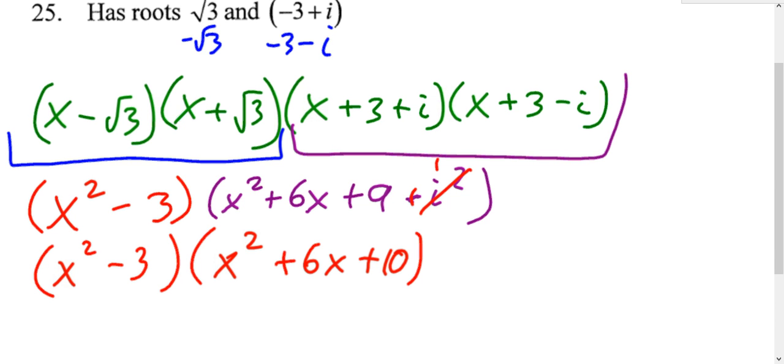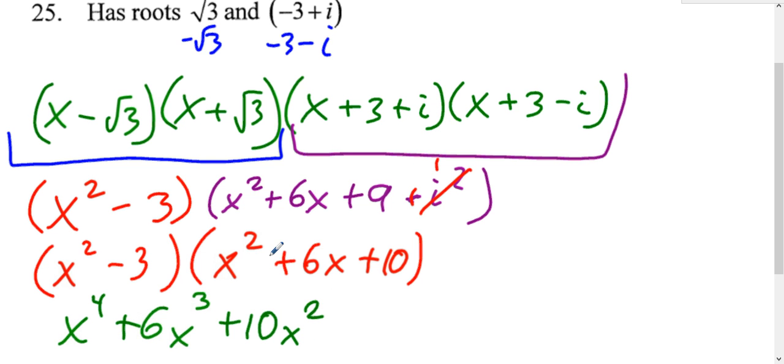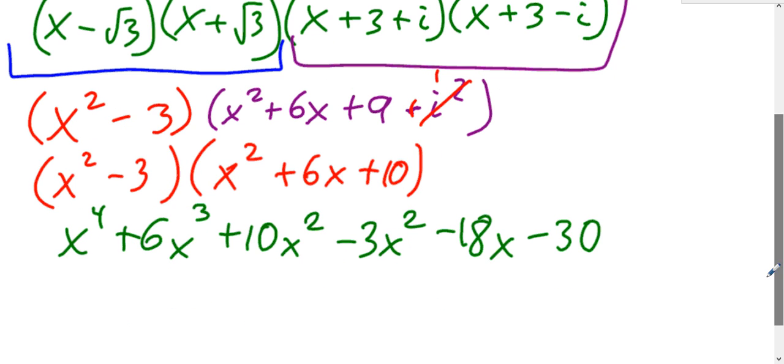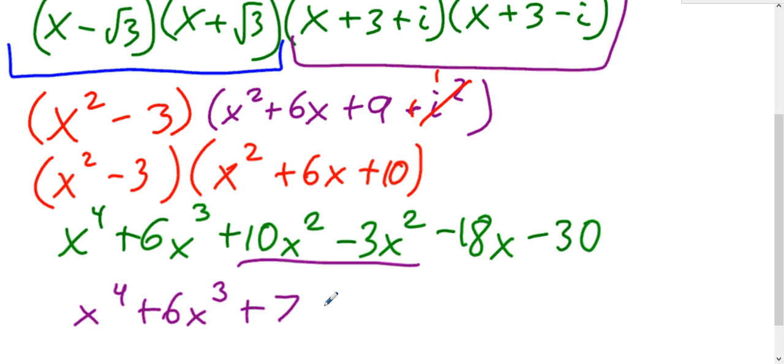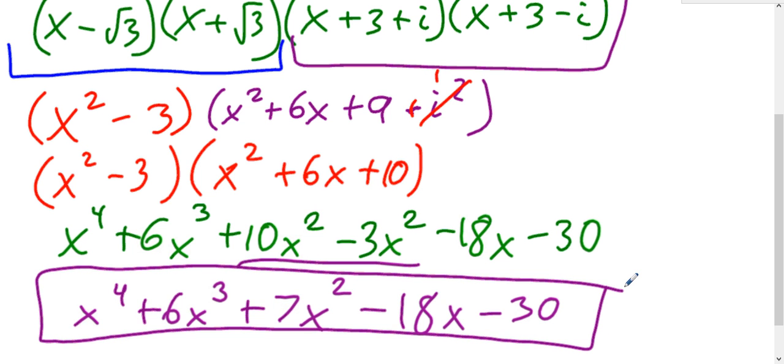And now we need to multiply those two answers together. X squared times x squared plus 6x plus 10, negative 3 times x squared, negative 3 times 6x, and negative 3 times 10. Combine like terms. You get 7x squared. And there's the polynomial.